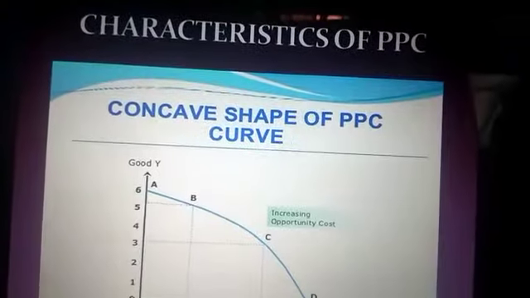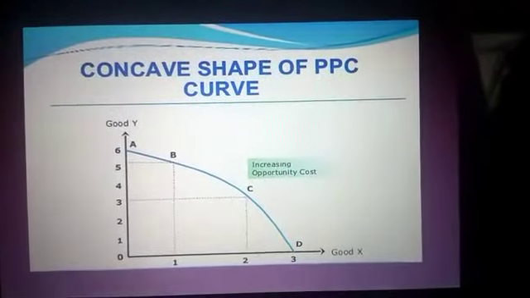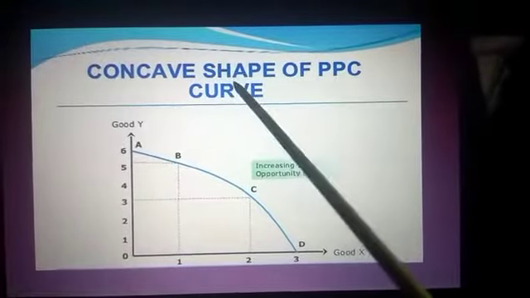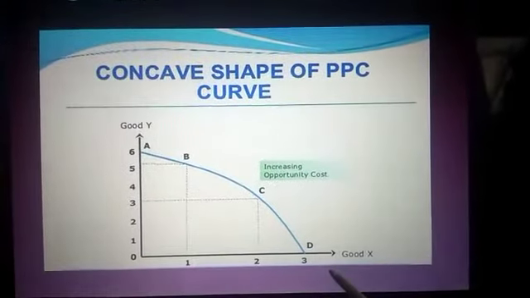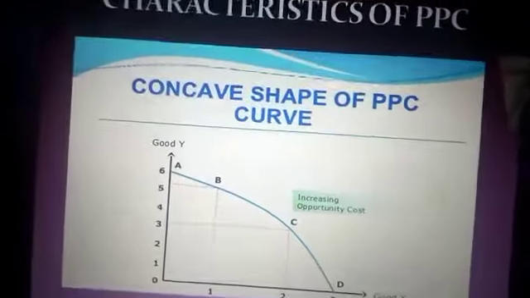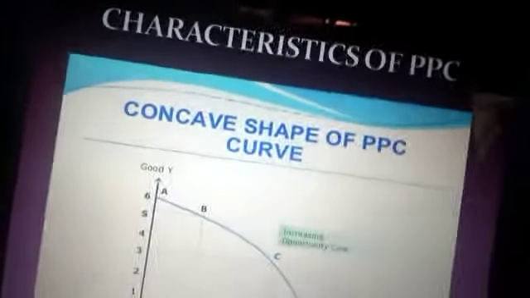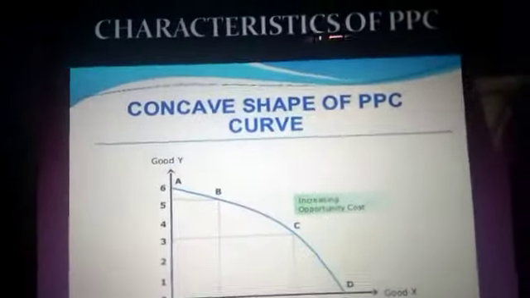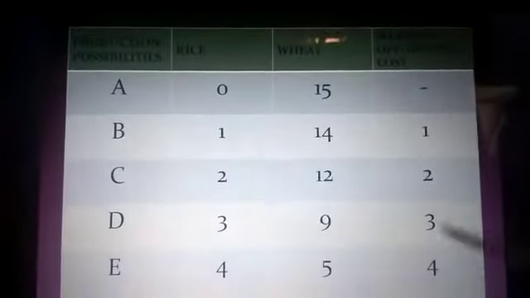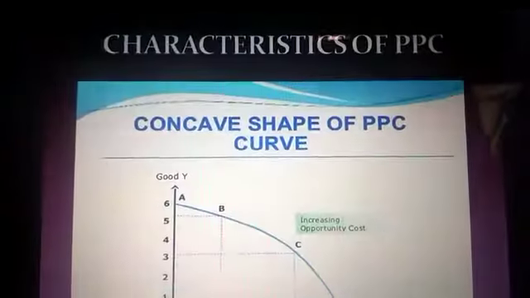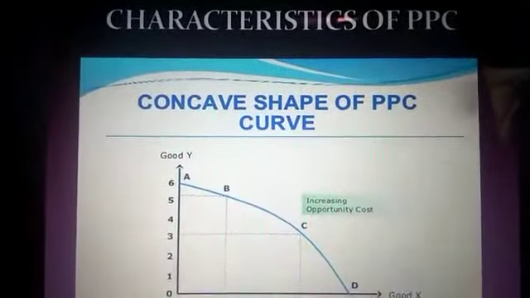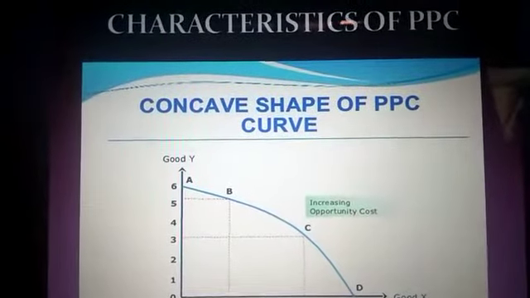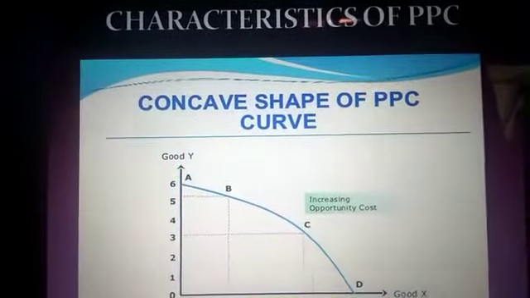Now we move on to the characteristics of a production possibility curve, which we discussed in the previous slide. It has a concave shape and it is downward sloping. Why does it have a concave shape? It has a concave shape because opportunity cost is increasing. Increasing opportunity cost. That is why it has a concave shape. And why does it slope downward? Because to get one additional unit of one good, we have to give up the other good.